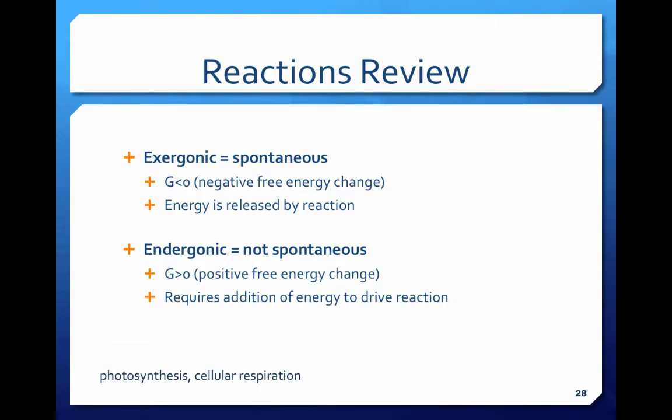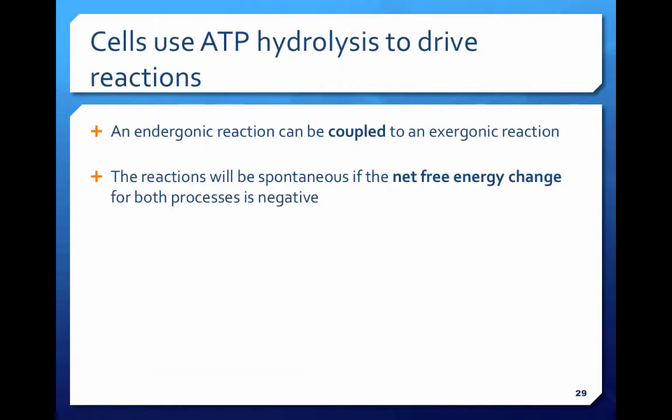So just to review, exergonic means spontaneous. The delta G amount will be negative, and that means energy is released by the reaction, so it can be used by other reactions. Endergonic means that it's not spontaneous. Essentially there, it'll be a positive amount. You'll need free energy from something else, and essentially it requires energy to drive the reaction. And ATP, the cell uses the hydrolysis mechanism to couple it to other reactions that are endergonic.